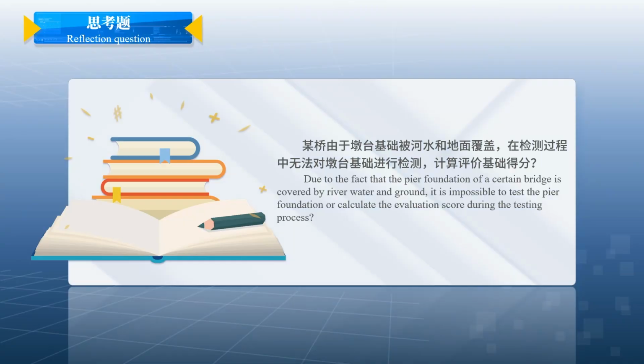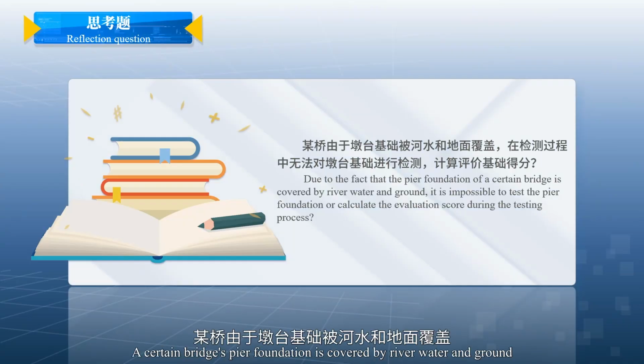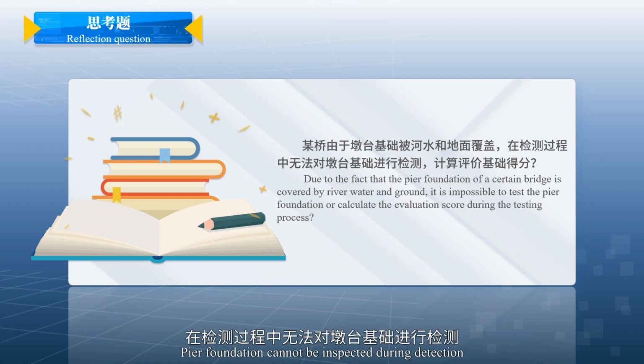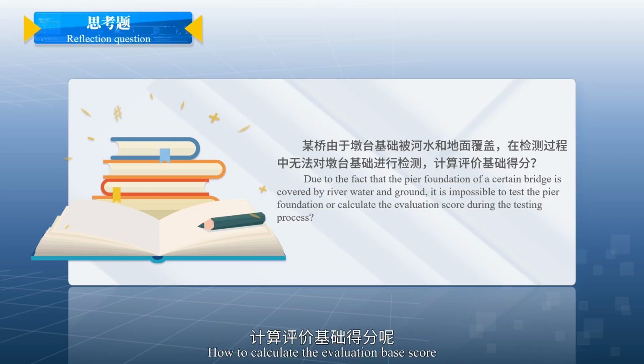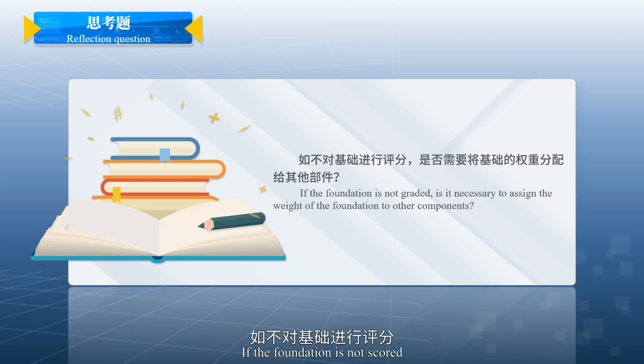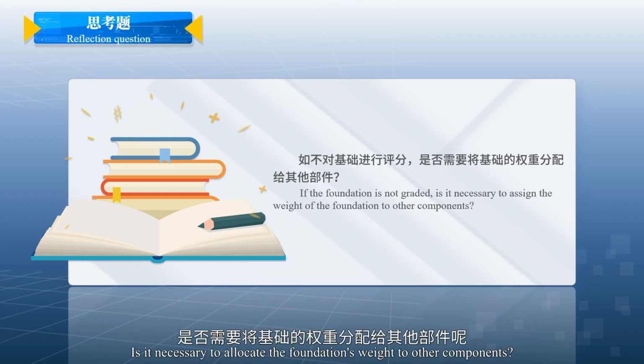After class, please consider the following questions. A certain bridge's pier foundation is covered by river water and ground. The pier foundation cannot be inspected during detection. How to calculate the evaluation score? If the foundation is not scored, is it necessary to allocate the foundation's weight to other components?